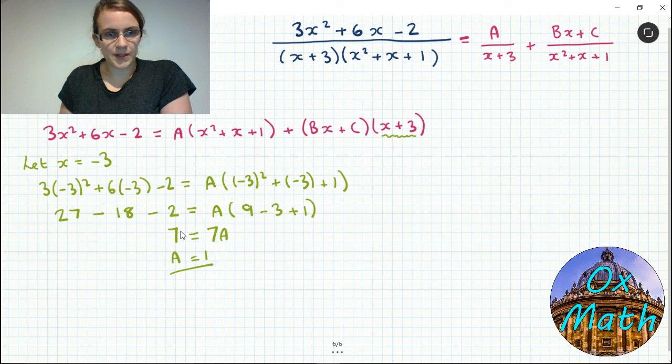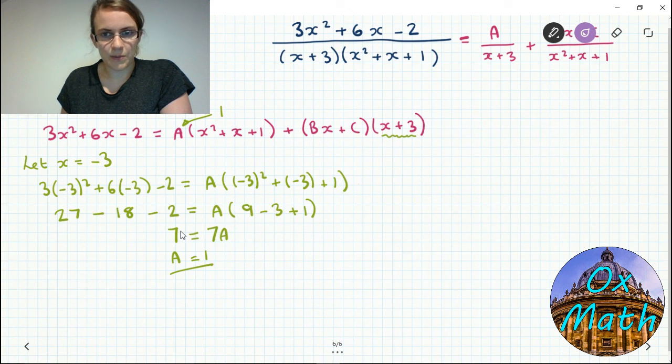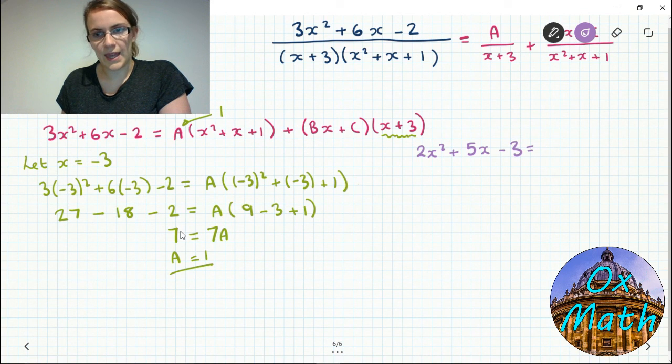Now I'm going to do what I did before and substitute in A equals 1 and then simplify it. So I'm going to take away one lot of x squared plus x plus 1 from both sides of the equation, which means the left hand side of the equation now becomes 3 take away 1, so 2x squared plus 6x take away 1x, 5x, minus 2 minus 1, so minus 3, and that leaves me with my (Bx plus C) lots of (x plus 3).